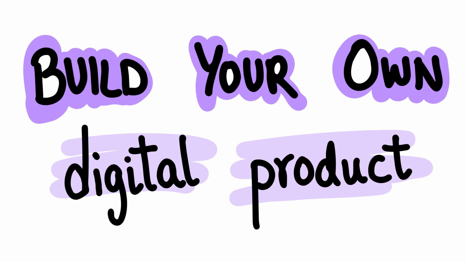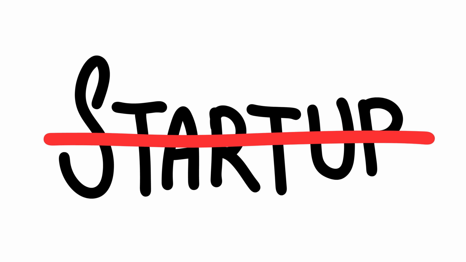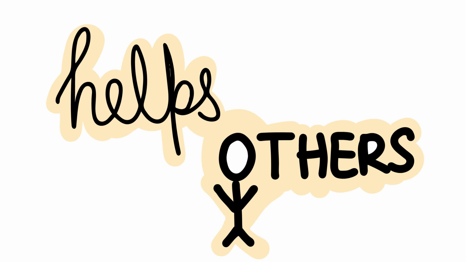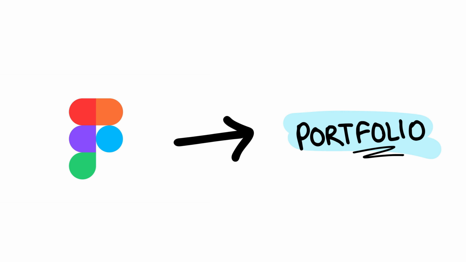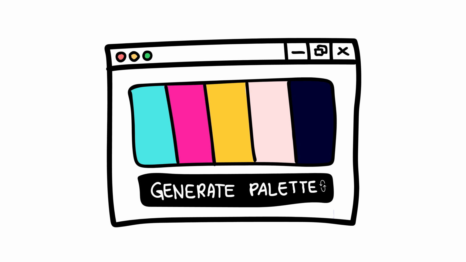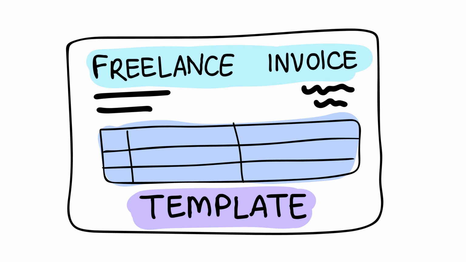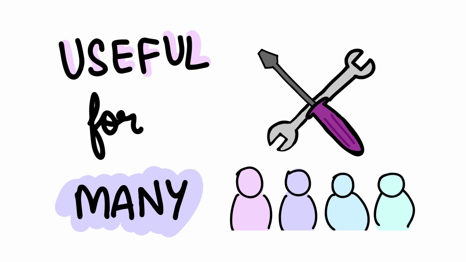Number 6, build a small digital product. If you want to push things a little bit further, build your own digital product. You don't have to create a startup immediately. It just needs to be something small that actually helps others. Some examples that come to mind immediately to me are a Figma to portfolio tool that helps designers turn projects into a complete site, a color palette generator site, or a freelance invoicer template with a beautiful UI, which is actually useful for a bunch of UI designers, freelancers at the same time. Post it on Gumroad or launch it on Product Hunt. Your design skills will make it even simpler for products to look premium.